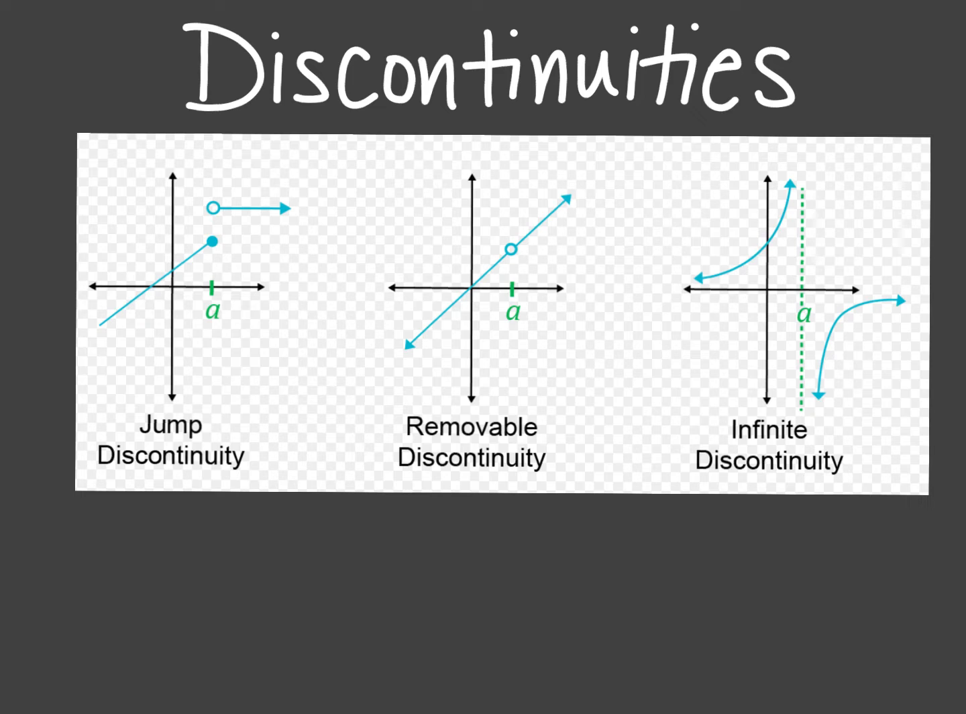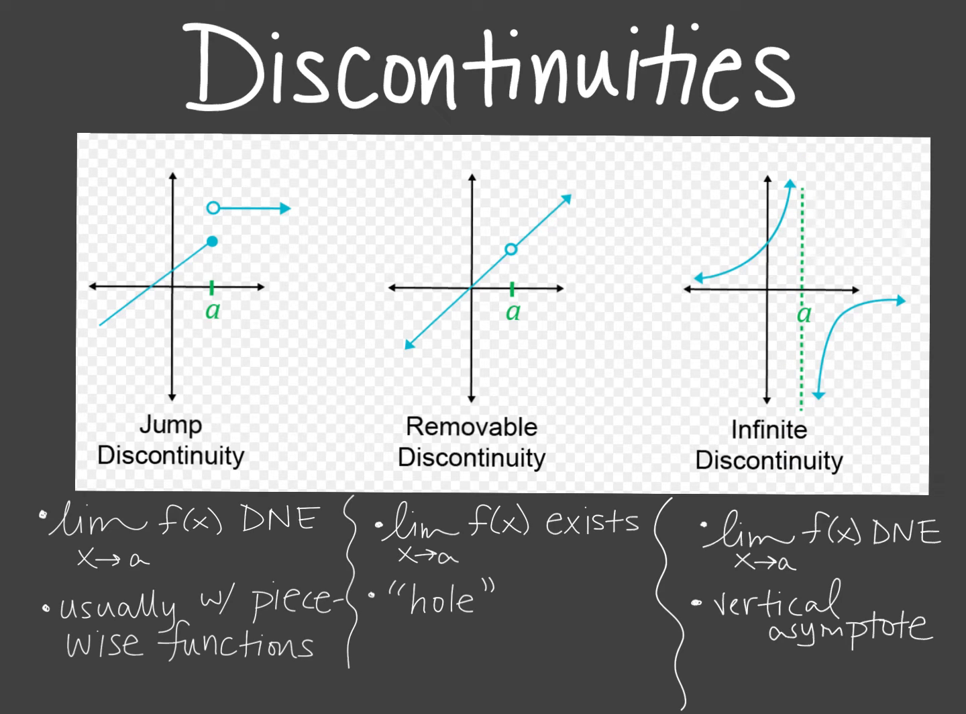In a removable discontinuity, we can see that the limit still exists at a, however, the function is not defined there. It's a hole. And lastly, an infinite discontinuity is when we have one-sided limits going to positive and/or negative infinity, but the overall limit does not exist and there's a vertical asymptote there. Here is the main synopsis of the explanation behind each one of the three types of discontinuities.